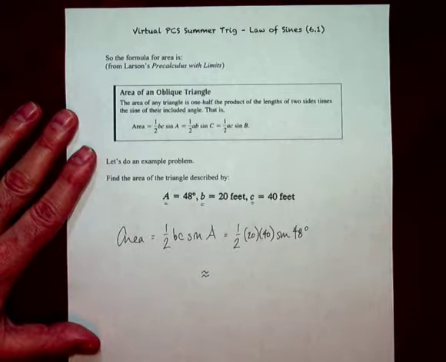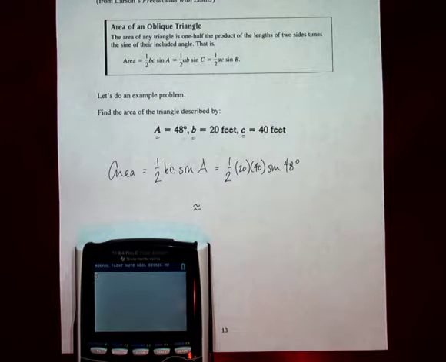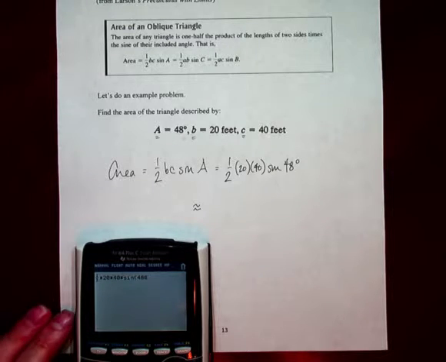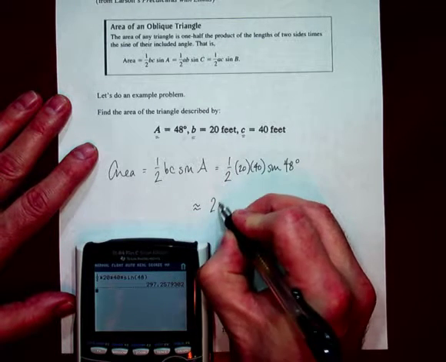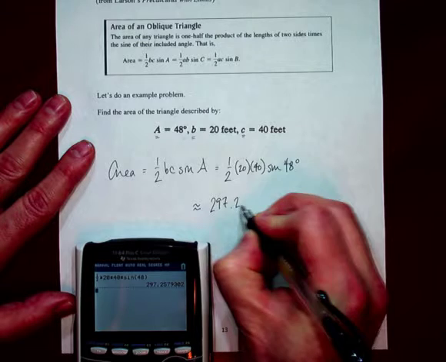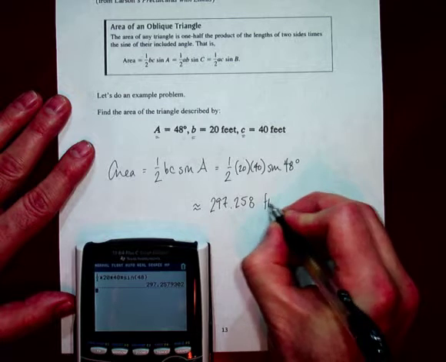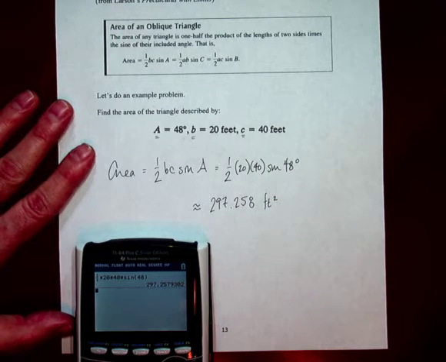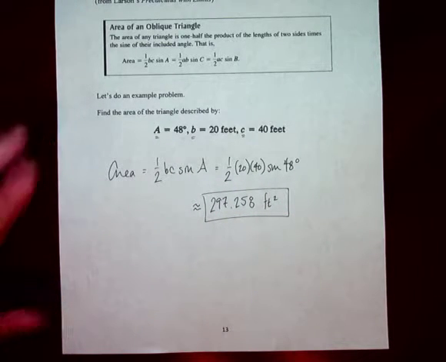At which point we're going to get a decimal approximation, because sine of 48 degrees doesn't give us a nice, tidy value. So times 20 times 40 times sine of 48, and what I'm going to wind up with is 297.258, and it's going to be feet squared. Okay, so there you go. Okay, let's do one more.